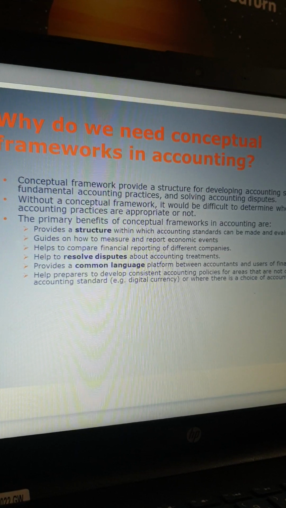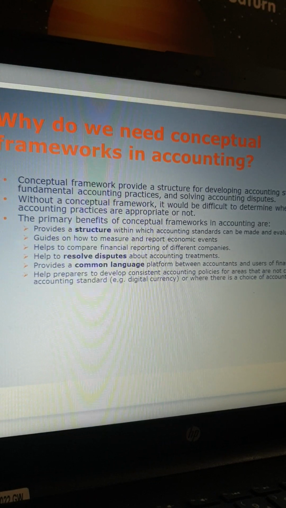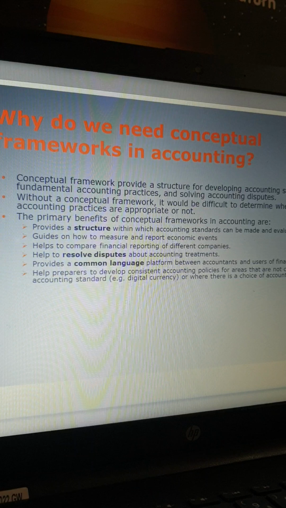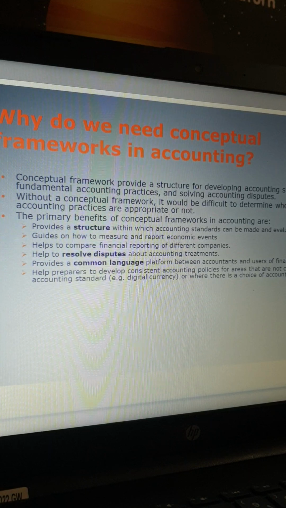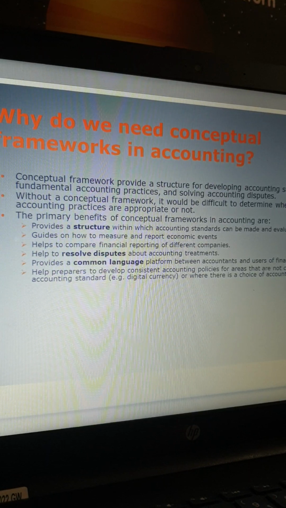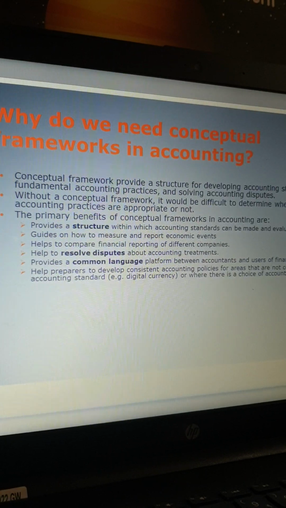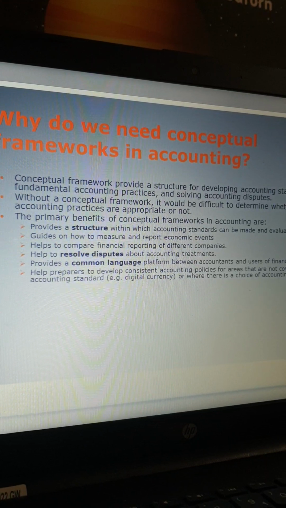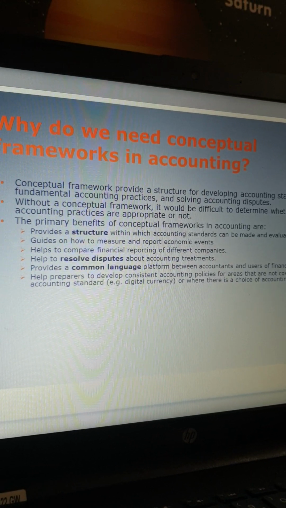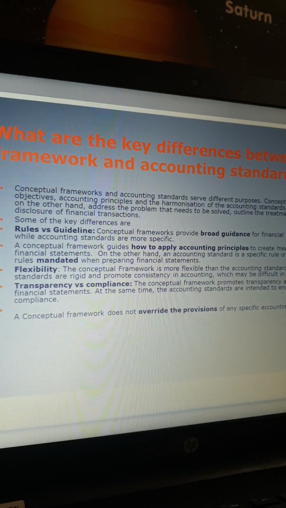The primary benefits of conceptual frameworks in accounting are: provides a structure within which accounting standards can be made and evaluated, guides on how to measure and report economic events, helps to compare financial reporting of different companies, helps to resolve disputes about accounting treatments, provides a common language platform between accountants and users of financial information, helps preparers to develop consistent accounting policies for areas that are not covered by an accounting standard, such as digital currency, or where there is a choice of accounting policy. What are the key differences between the framework and accounting standards?